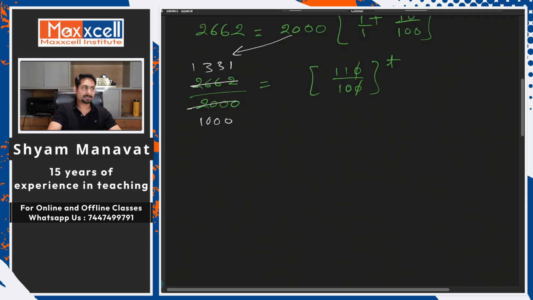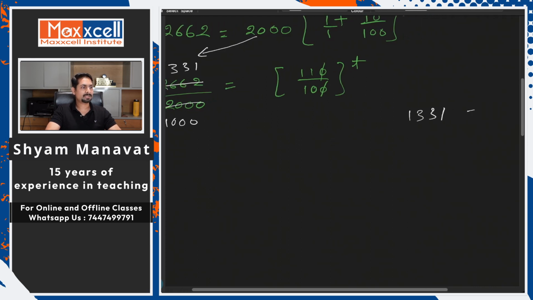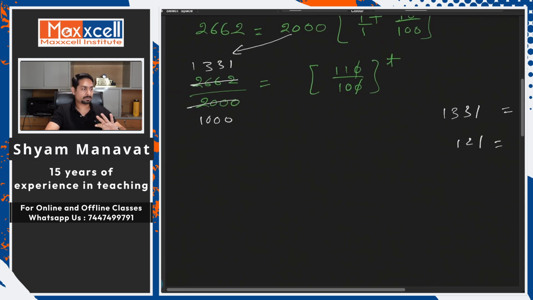Now this 1331 and 11, there is a relation between them. This is a very famous number, 1331. You all should know 1331 is nothing but 11 cube. What is 11 square? 121. This is not relevant in this question, but 11 cube is. So 1331 is nothing but 11 cube and 1000 is nothing but 10 cube. So I can say this is (11 by 10) whole cube, equal to (11 by 10) to the power t.